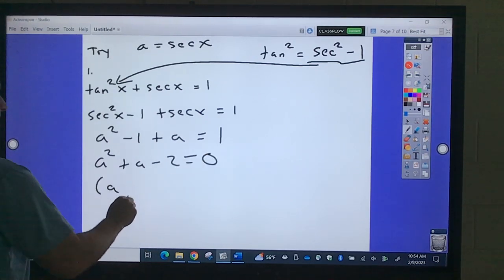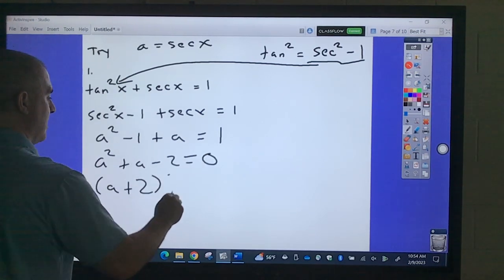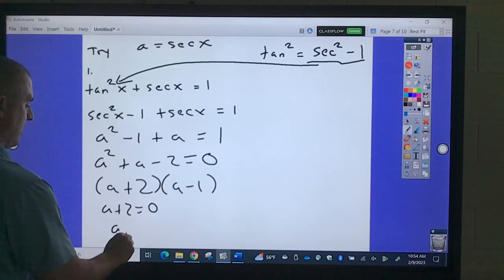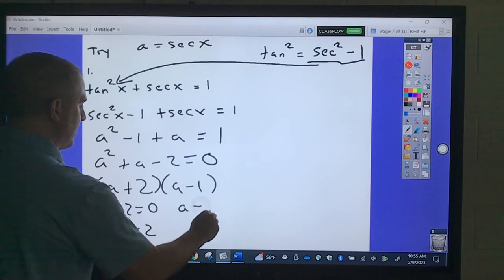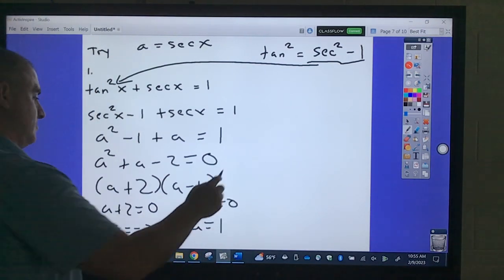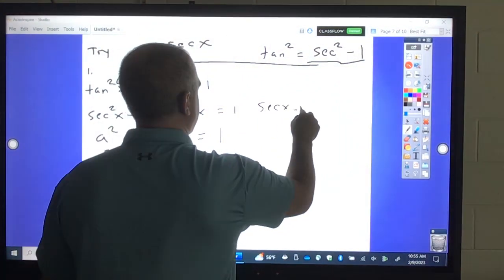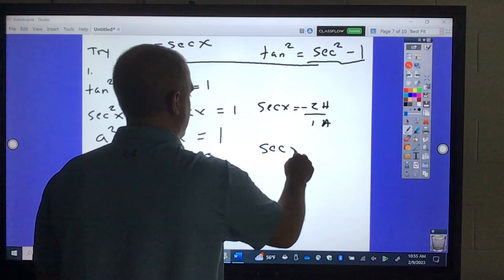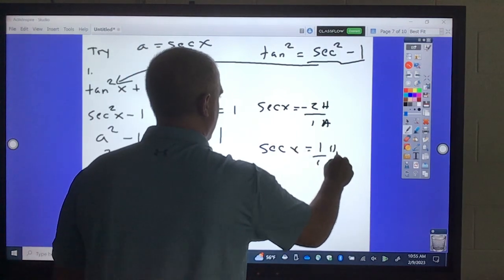In fact, it could be a plus 2, a minus 1. A plus 2 equals 0, so a equals negative 2. A minus 1 equals 0, so a equals 1. Okay? Bring back secant. Secant of x equaling negative 2, that's h over a. All right? Secant of x equaling 1, h over a.